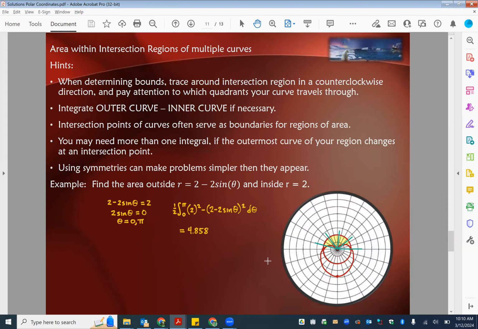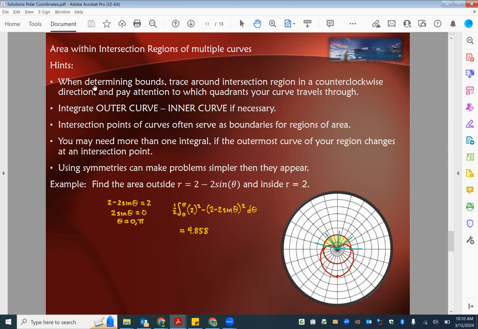In the next slide, we start to look at the area within intersections of multiple curves. I'm still dealing with this lag, trying to wait for my screen to catch up. Here we go. Okay, you can see a picture down below. We've got a limaçon and a circle. We're trying to find the area inside one curve, but outside the other.